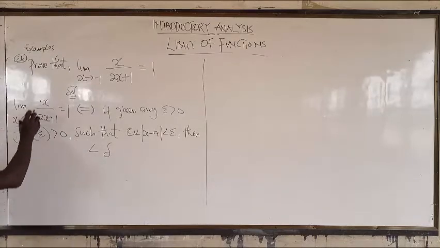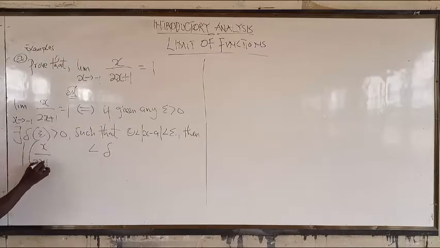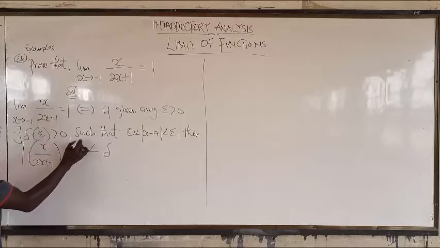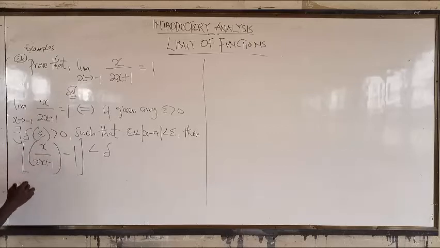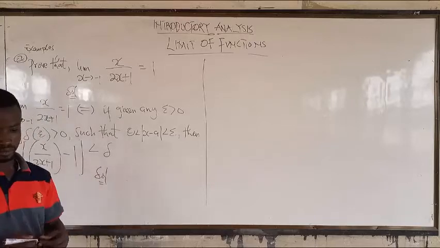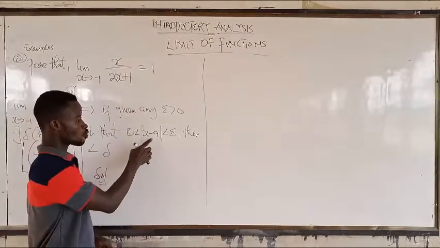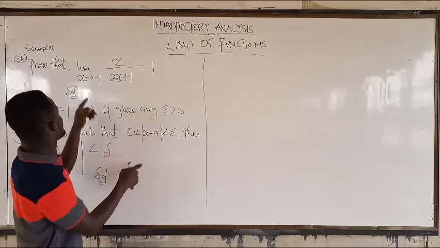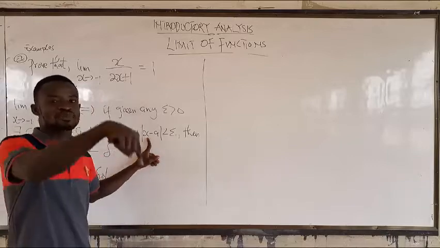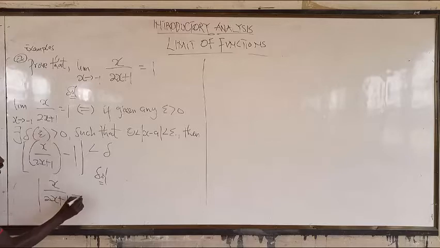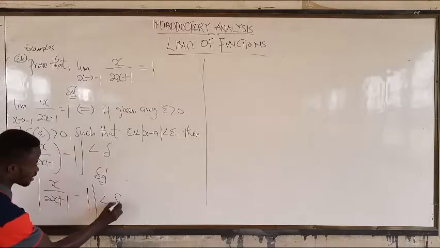You know that f of x is x over 2x plus 1, minus, so this is f of x minus the L, which is 1. Very good. Then you start the solution. You start by quoting this to achieve this. But don't forget what is supposed to be here: a is negative 1, so you are supposed to get x plus 1. Always don't forget that. So x over 2x plus 1 minus 1, less than delta.